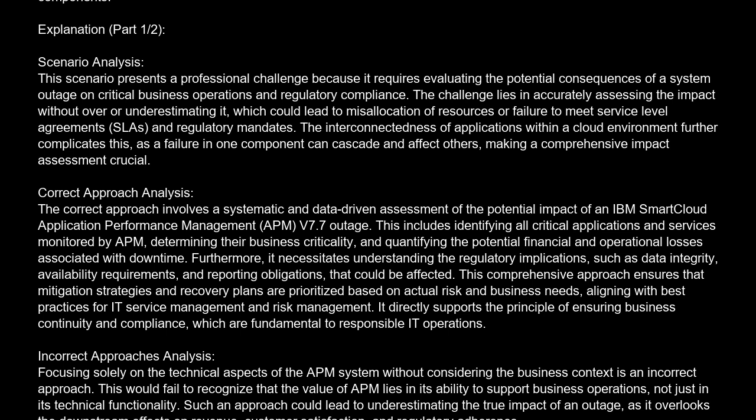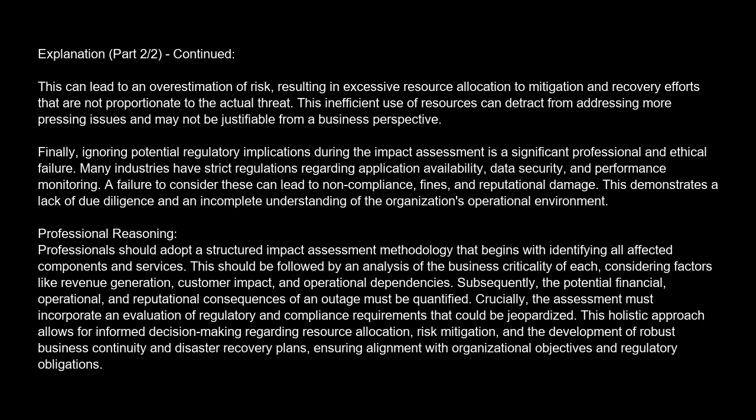Another incorrect approach is to assume that any outage of APM v7 will have a catastrophic impact without performing a detailed analysis. This can lead to an overestimation of risk, resulting in excessive resource allocation to mitigation and recovery efforts that are not proportionate to the actual threat. This inefficient use of resources can detract from addressing more pressing issues and may not be justifiable from a business perspective.